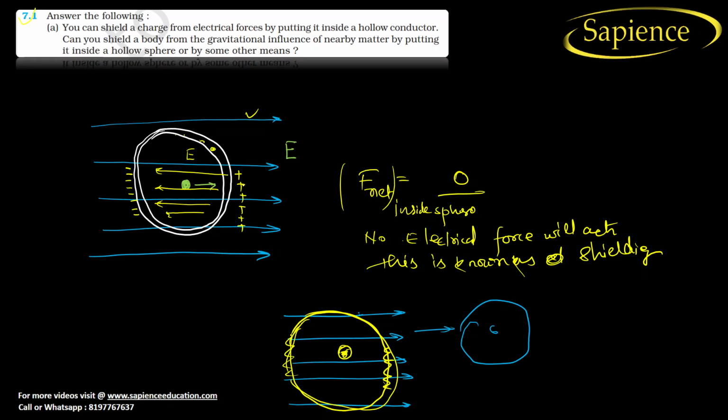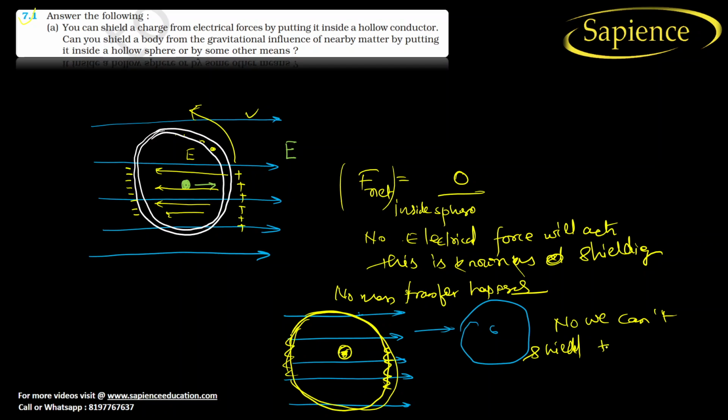In the above cases, what happened? Charge got transferred, but here no mass transfer happens. If no mass transfer happens, then there is no possibility. So no, we can't shield a body from gravitational influence. Okay.